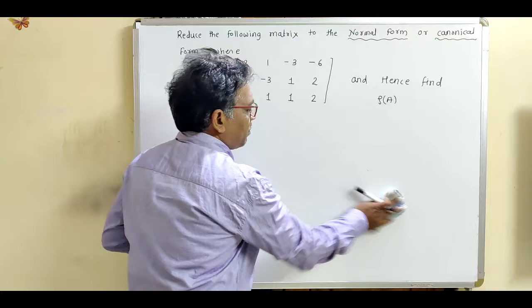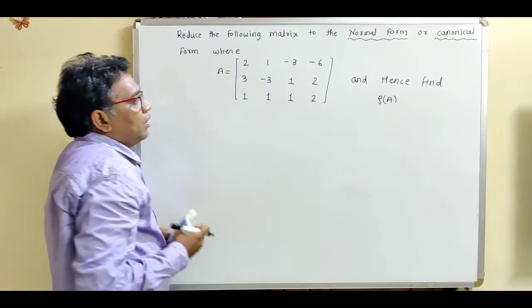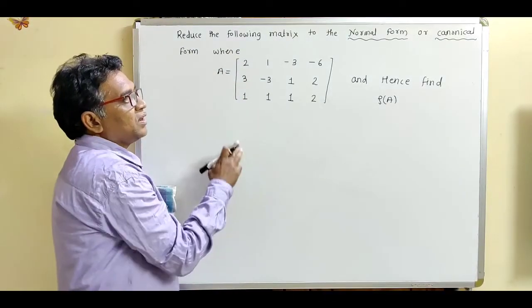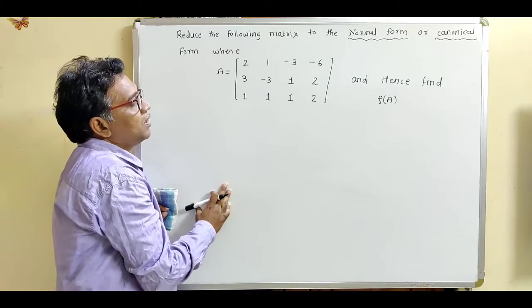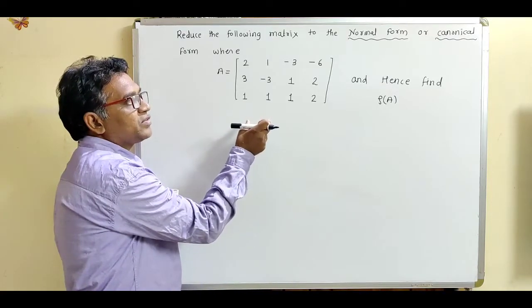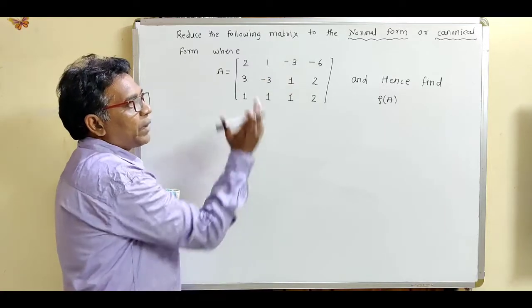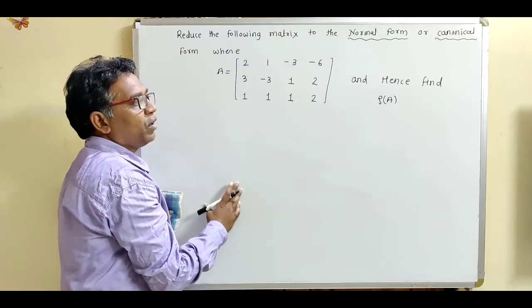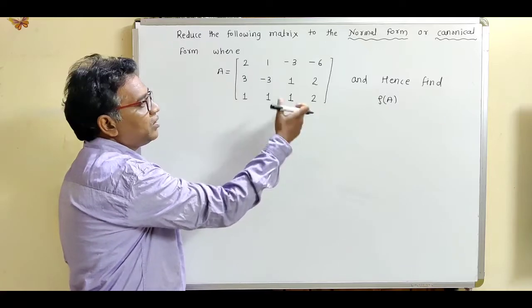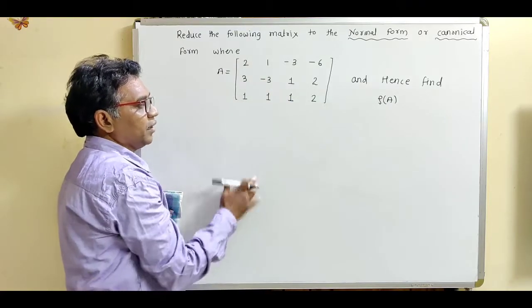Now see, what is this example? We are given the matrix A, and what is the example? Reduce this matrix to the normal form or canonical form, and by using normal form or canonical form, we want to find out the rank of this given matrix A.